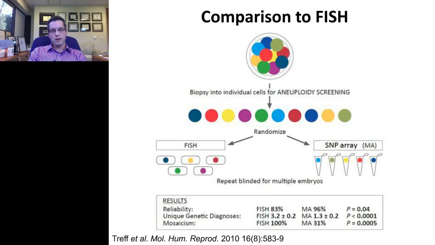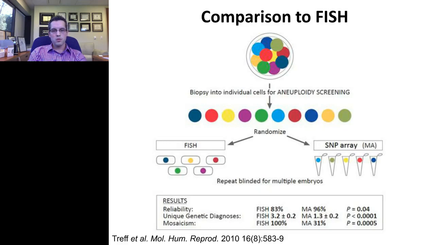We also went back and evaluated whether or not the particular methodology was consistent within the embryo by looking at a comparison with FISH-based methodology. Here it also illustrates one of the other limitations of FISH, which is really an inconsistent diagnosis of single cells. So here we took cleavage stage embryos, which we then biopsied out individual cells for aneuploidy screening.